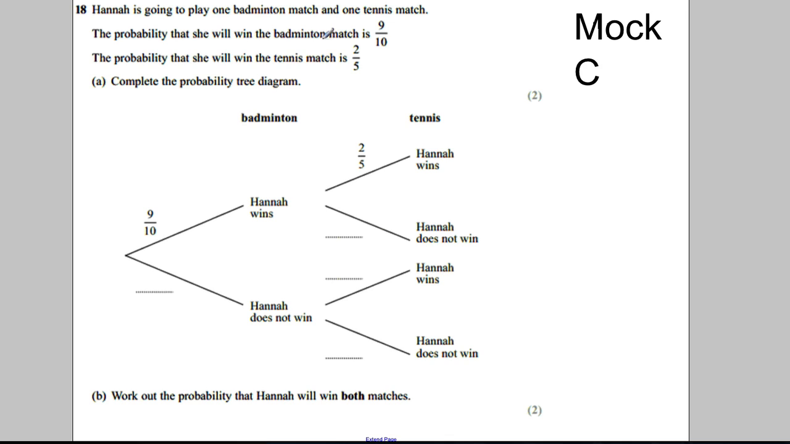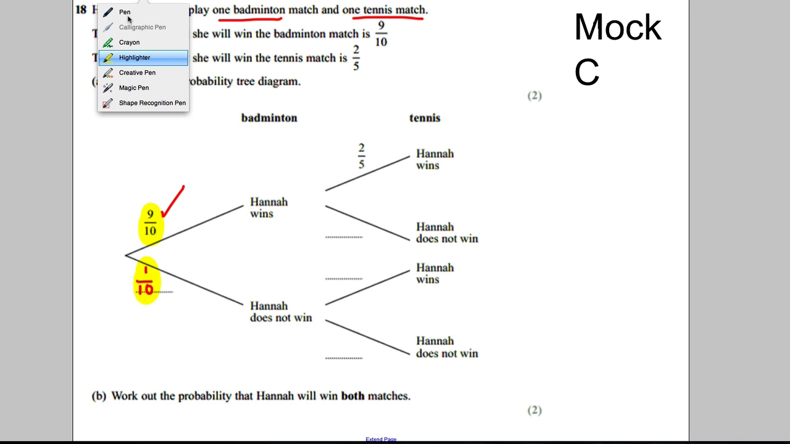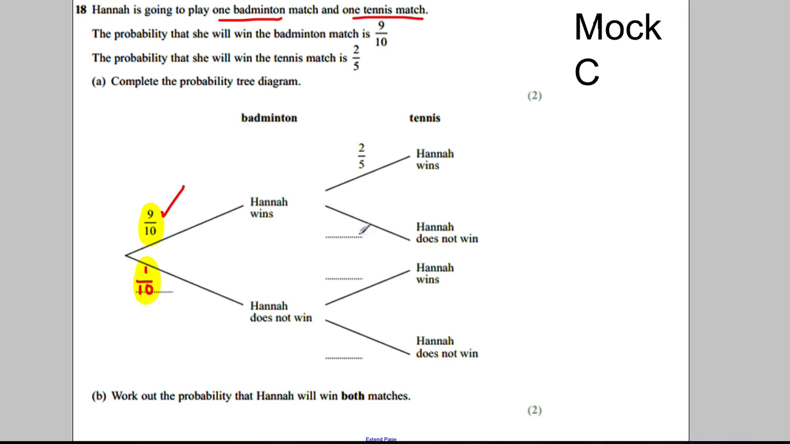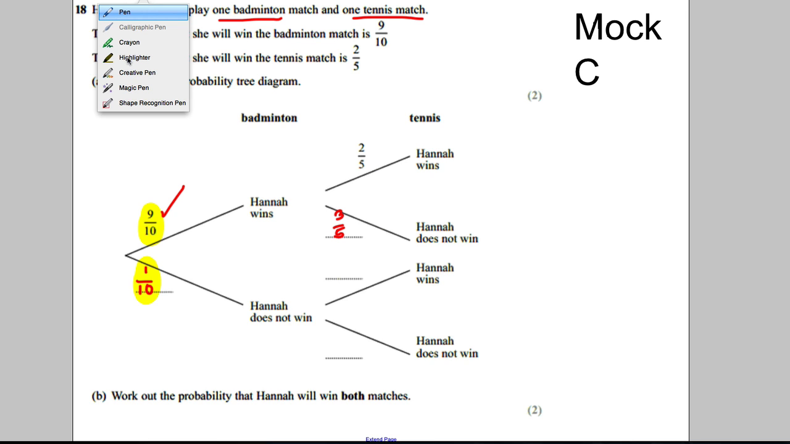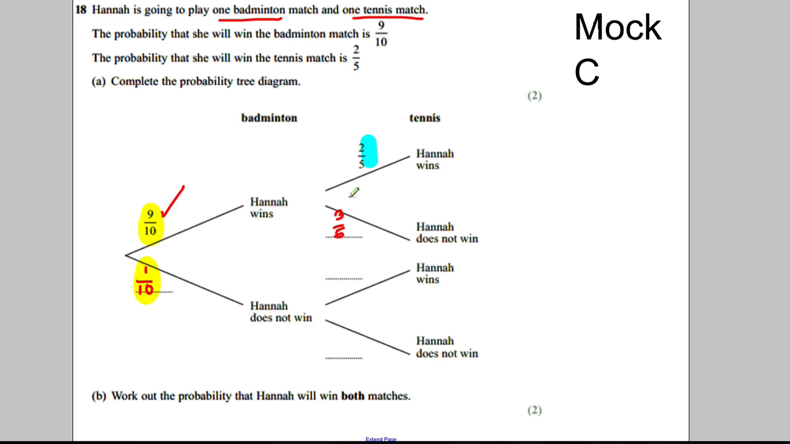Okay, Hannah's going to play a match of badminton and one match of tennis. The probability she'll win in badminton is 9 out of 10. The probability she'll win in tennis is 2 out of 5. Complete the diagram. So the probability she wins is 9 out of 10, so the probability she doesn't win must be 1 out of 10, because they must add up to 10 out of 10. Next one, the probability she wins tennis is 2 out of 5. So the probability she doesn't win is 3 out of 5, because both of these must add up to 5 out of 5. And we can complete it in this section.